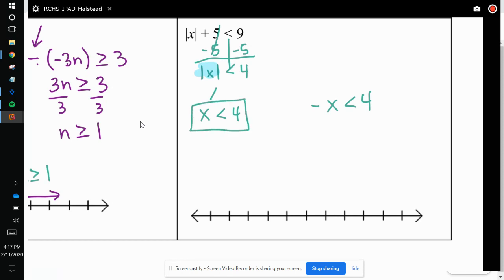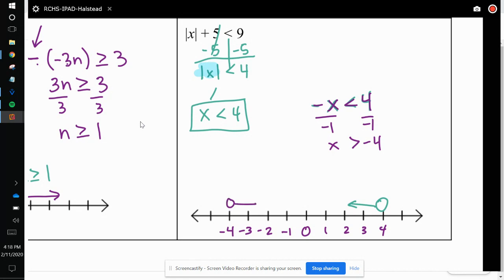This one we need to get x by itself. So I'm going to divide by -1, so the sign is going to flip. I get x is greater than -4. So 0, 1, 2, 3, 4, -1, -2, -4. Okay. So x has to be less than 4, and x has to be greater than -4. These are going to intersect, so we're going to have a sandwich situation. This is an and. So x has to be less than 4, but greater than -4.